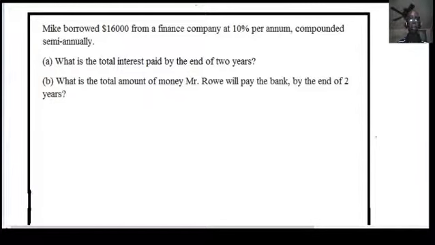Mike borrowed $16,000 from a finance company at 10% per annum, compounded semi-annually. A. What is the total interest paid by the end of 2 years? You may pause the video at any time and try to work the problem on your own before looking at my solution. There are certain key facts we have to identify in this problem. One key fact is that semi-annual means twice per year. So, we have the option of splitting our 10% interest rate into 2. Therefore, we will calculate our interest rate at 5%, or 0.05, every 6 months.